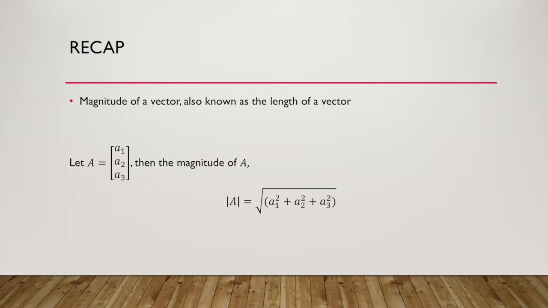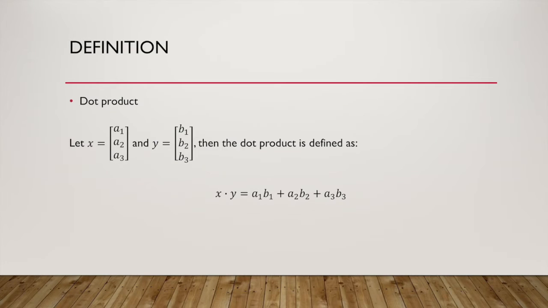To recap again, we need to understand what's the magnitude of a vector. The magnitude of a vector is also known as the length of a vector. So again, if A has three components, then the magnitude of A is equal to the first component squared plus the second component squared plus the third component squared, and you find the square root of that entire sum. So the magnitude of A, denoted by two vertical lines either side of the vector, is equal to a1 squared plus a2 squared plus a3 squared, all square rooted.